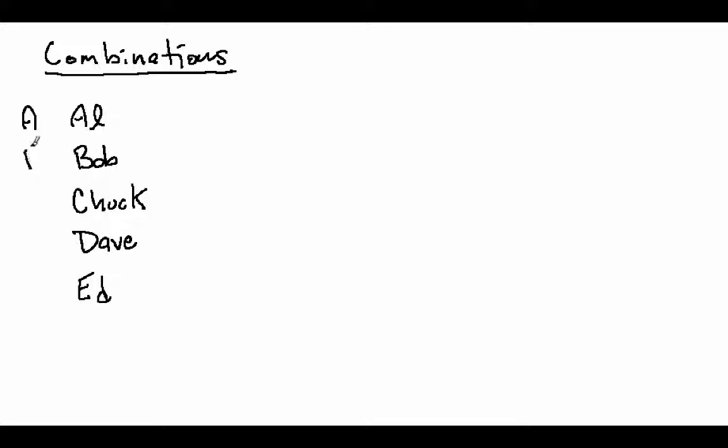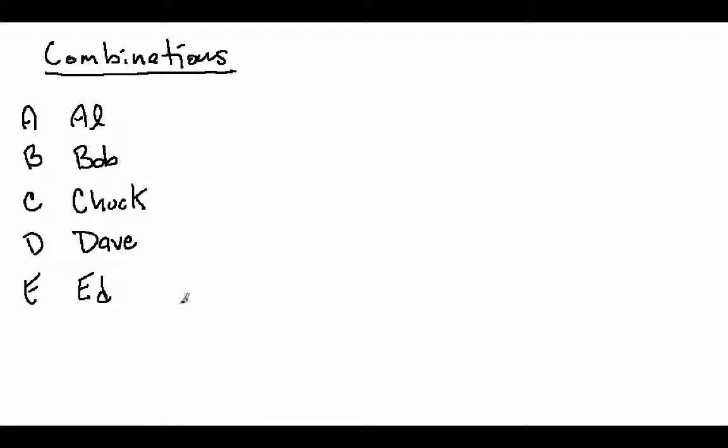So let's consider just the following situation. We've got 5 people here, and we've got Al and Bob and Chuck, and there's Dave, and there's Ed. And I picked these names so it's easy to refer to these people. We can just refer to them as A, B, C, D, and E.